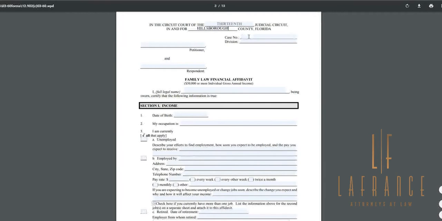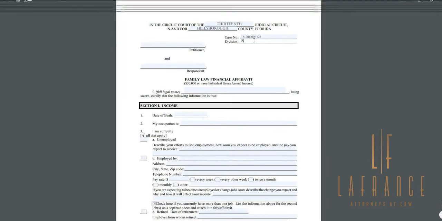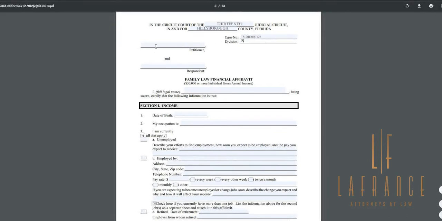Case number is whatever the case number is that was assigned to your file. If it's a 2018 case, you're going to start with the 18 DR, and then whatever the sequence of numbers are following that. We'll just do 000123. Division is going to be, for instance, R, or again, whatever the division is that you've been assigned to. Petitioner, pretty self-explanatory. You just put the name of the petitioner there, and then you're going to put the name of the respondent down below.